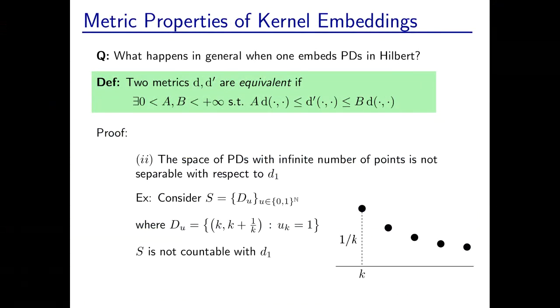Of course there is an infinite number of such sequences taking values 0 and 1. Actually there are uncountably many, and it's easy to show that if your space of diagrams was separable, then for each diagram in that space you would have one unique element of the countable set that you're supposing. And since you have uncountably many sequences, there's going to be a contradiction.